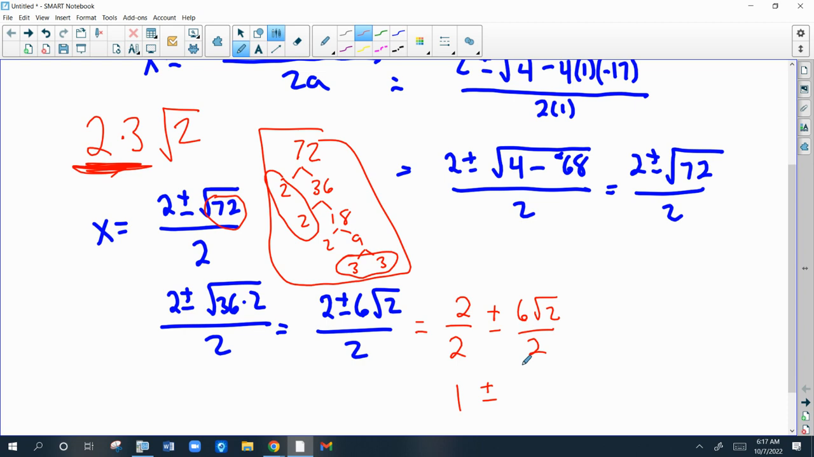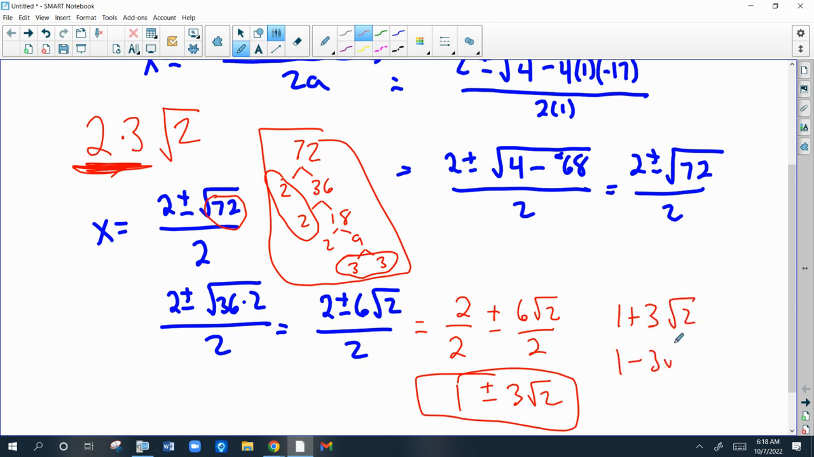And now you can see this 2 down here. You can only reduce it with whatever's not in the square root. So 6 divided by 2 is 3, root 2. So that's going to be the two answers. 1 plus 3 root 2 and 1 minus 3 root 2. So we're done.